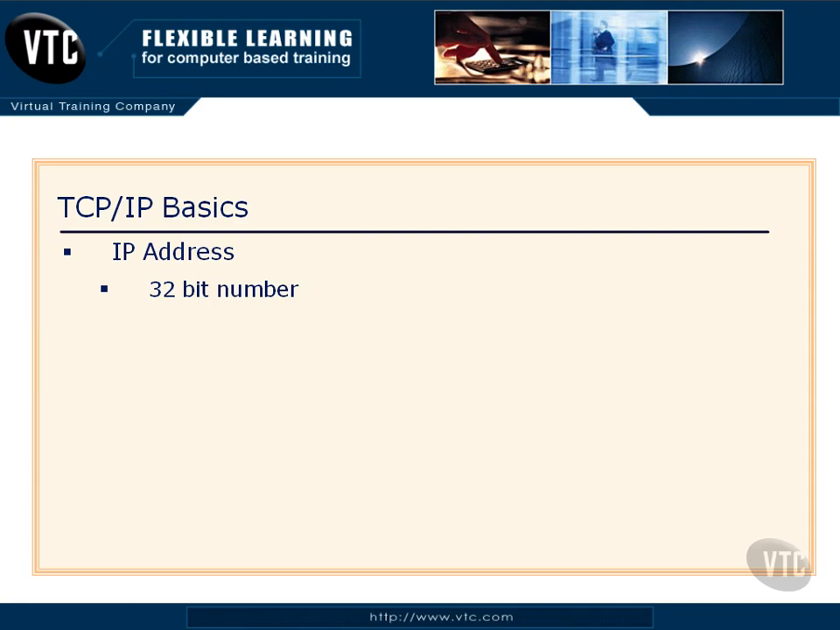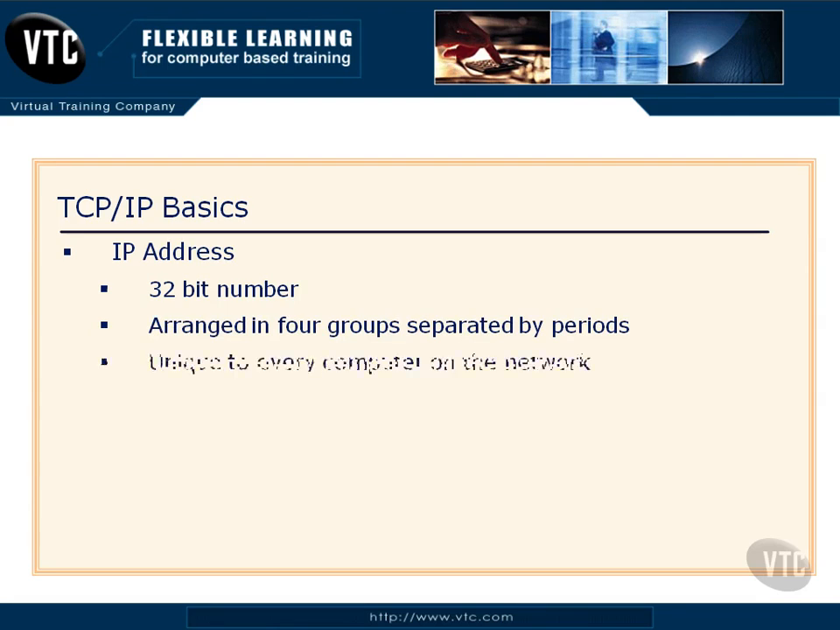The IP address is a 32-bit number that is arranged in 4 groups separated by periods in the decimal notation so that we can understand that as human beings, because that's what we're used to, the decimal version. And this IP address must be unique to every computer on the network. Think of this as the house number on your street. A lot of different houses on your street share the same street name, but they all have unique numbers so that we can specify which particular house on the street we're talking about.